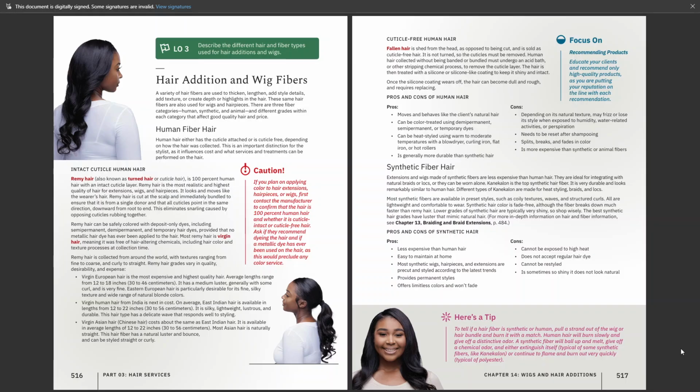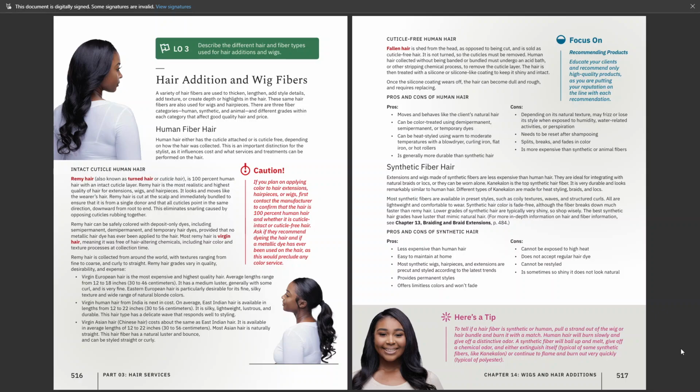Virgin human hair from India is next in cost. On average, East Indian hair is available in lengths from 12 to 22 inches, 30 to 56 centimeters. It is silky, lightweight, lustrous, and durable. This hair type has a delicate wave that responds well to styling.